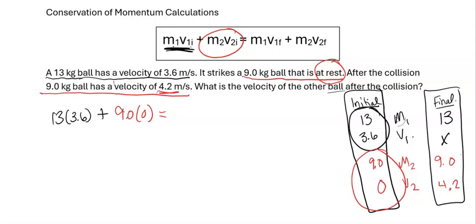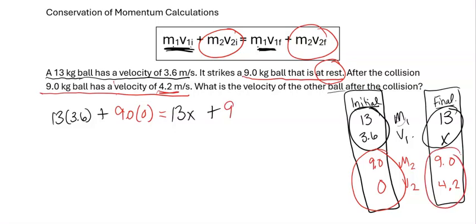And then for the second part of my equation, I'm going to take my final values. So mass 1 times my final velocity for mass 1. So that is the 13 times x. Plus, and now I'm going to have my mass 2 and final velocity for mass 2. So 9.0 times 4.2.